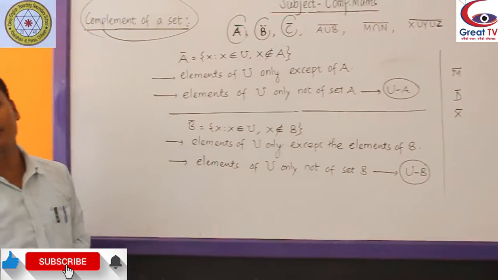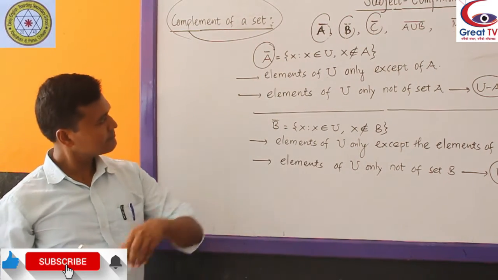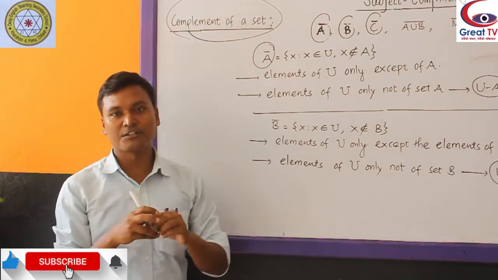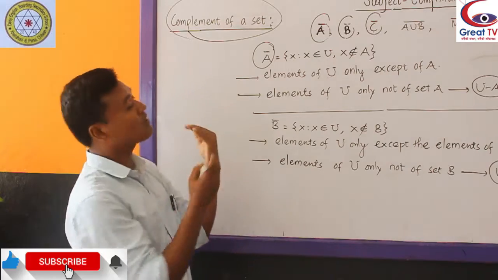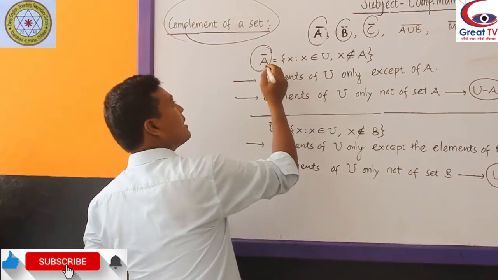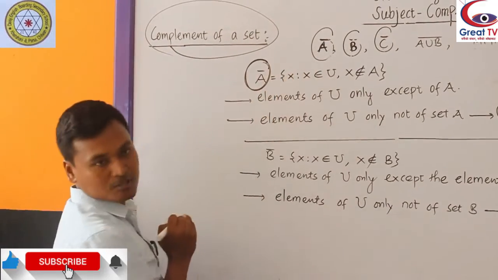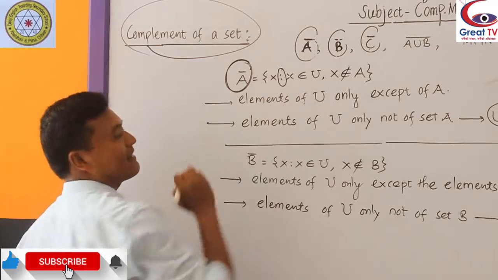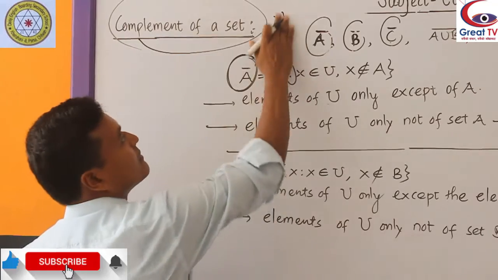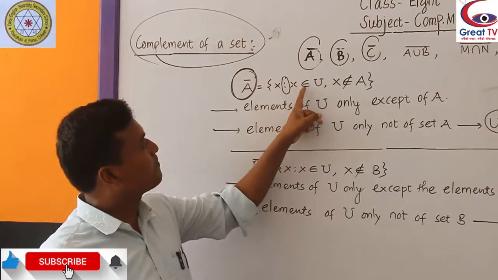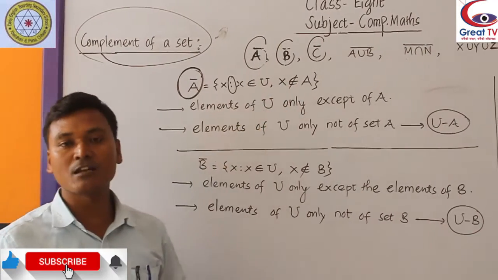Okay, let us define what is complement of a set. One thing before I define: if you have understood how to calculate difference of set, you will understand complement of set easily. Here I have written, this can be defined by the set operation in this way: X such that, this symbol represents such that in set notation. It can be written in another way also: X such that X belongs to universal set, comma, X does not belong to set A.